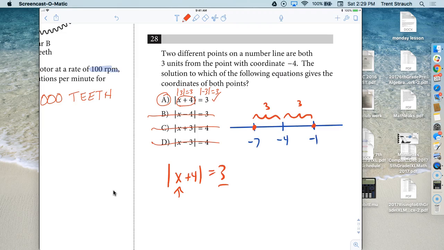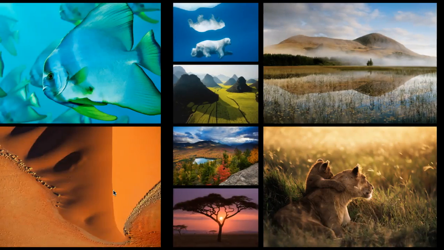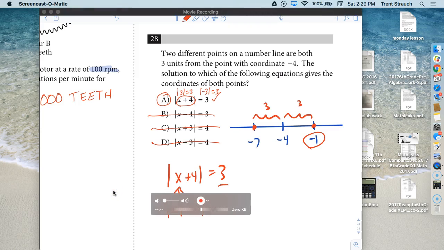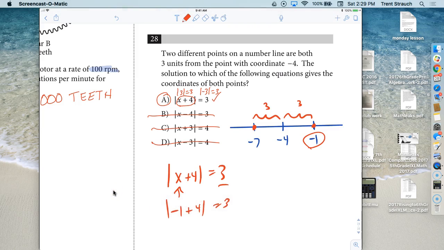There's your answer: -1. Because if I plug -1 in, -1 plus 4, the absolute value of that is definitely equal to 3. That's why one answer was negative 3. You agree with that? And then you could plug negative 7 in, and you could see that negative 7 plus 4 is negative 3, absolute value 3. So I knew that was the answer. Do you understand what I said? All I did was plug in the numbers.